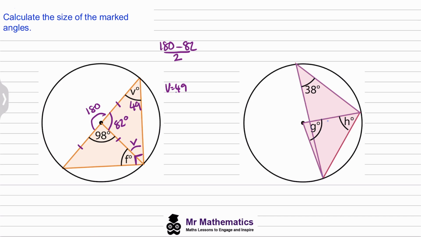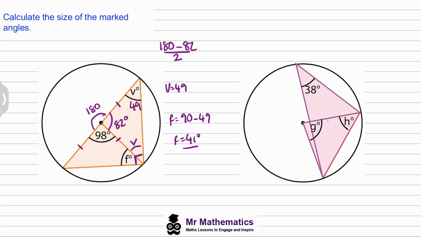And if V is 49, we can work out F, because V and F add together to make 90 degrees. So F will be 90 minus 49. So F is 41 degrees. Did you get that?